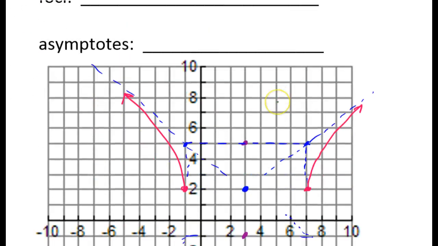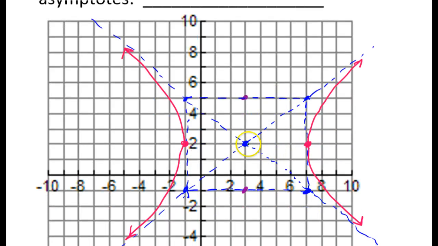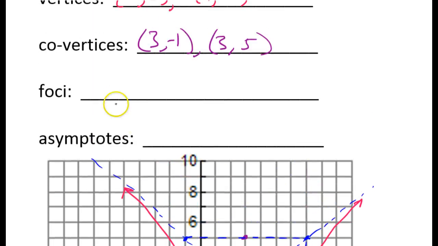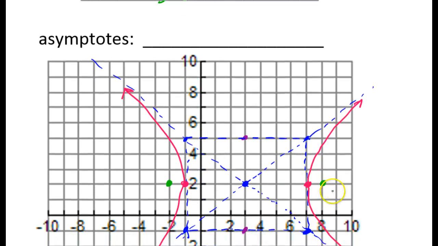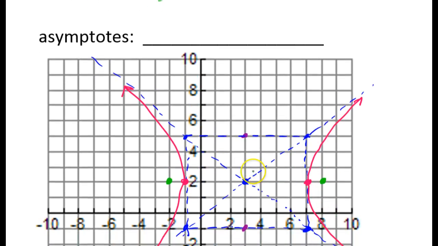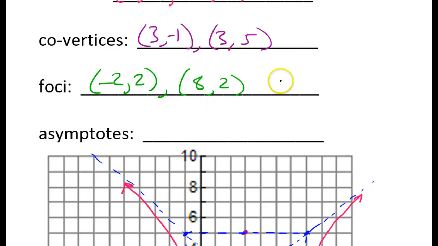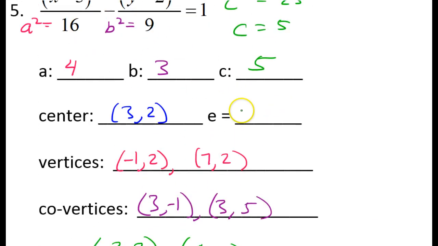So I can use that 5 to see where the foci will be. I will go 5 to the left and right of the center. So I will have a focus here, and I will have a focus here. The leftmost focus is the point -2, 2. The rightmost focus is the point 8, 2. Alright, while we're dealing with all these letters, let's go ahead and do letter E. Eccentricity is always c over a. So that's going to be 5 over 4.